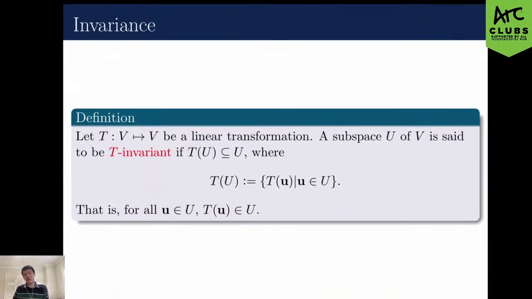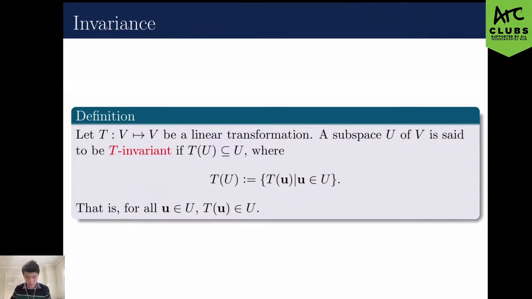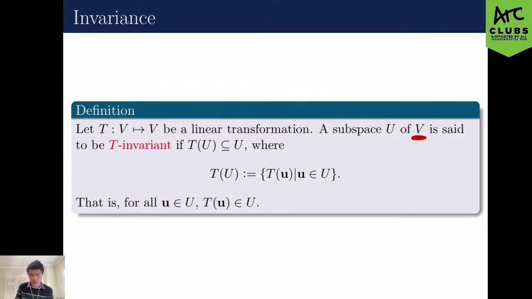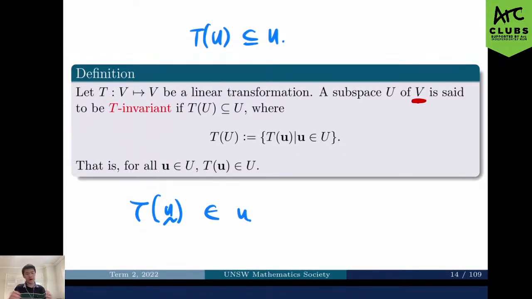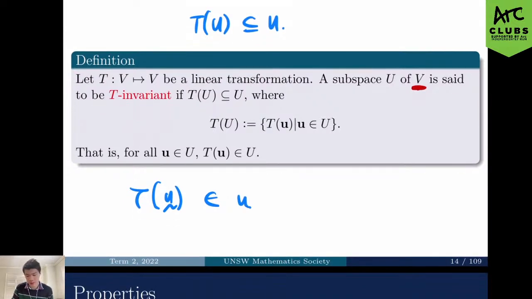This is a useful concept, and we'll see why it's useful for eigenvectors. A subspace U of V is said to be T-invariant if T of U is a subset of U. What that means is basically if you apply T to any vector in U, then that's also going to be inside U. So if you take all the vectors in this subspace and apply the transformation to it, you don't get any new vectors, right? And that's what T invariance means. Because it's invariant under T, you don't get anything new under T.